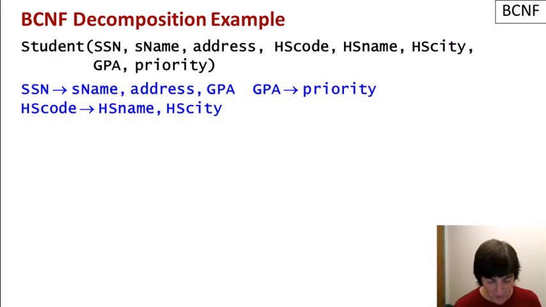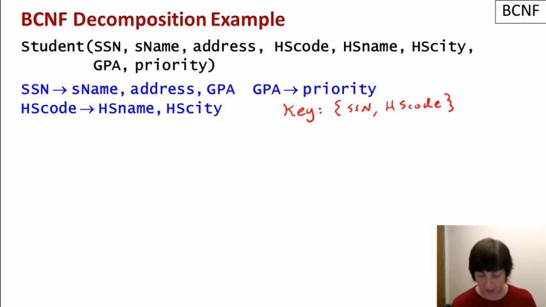This is our same example, although squished to give me more space to write. And as a reminder, in this example, we've computed a couple of times that the key, given the functional dependencies, is the combination of the Social Security number and the high school code. So our goal is to take the student relation and iteratively break it down into smaller relations until all of the relations are in Boyce-Codd normal form. So let's start the iterative process.